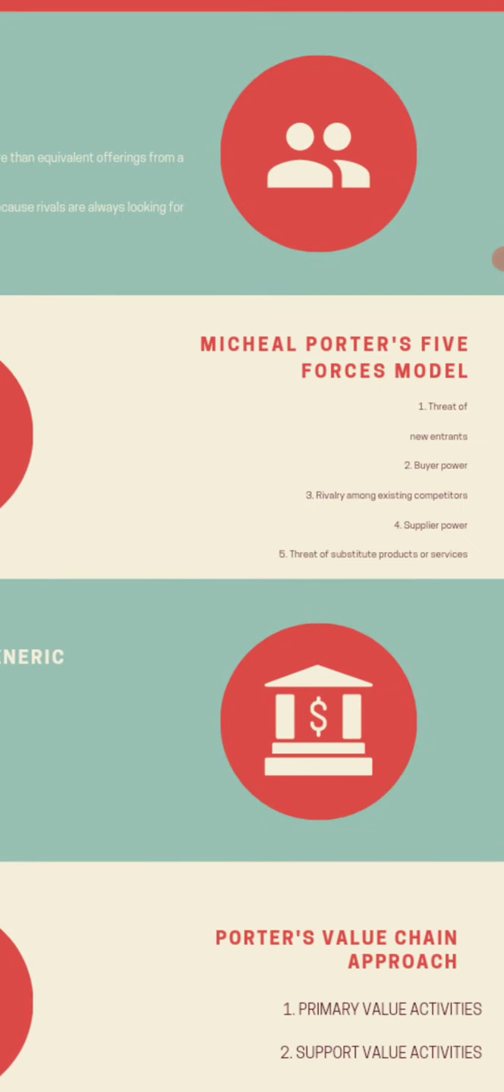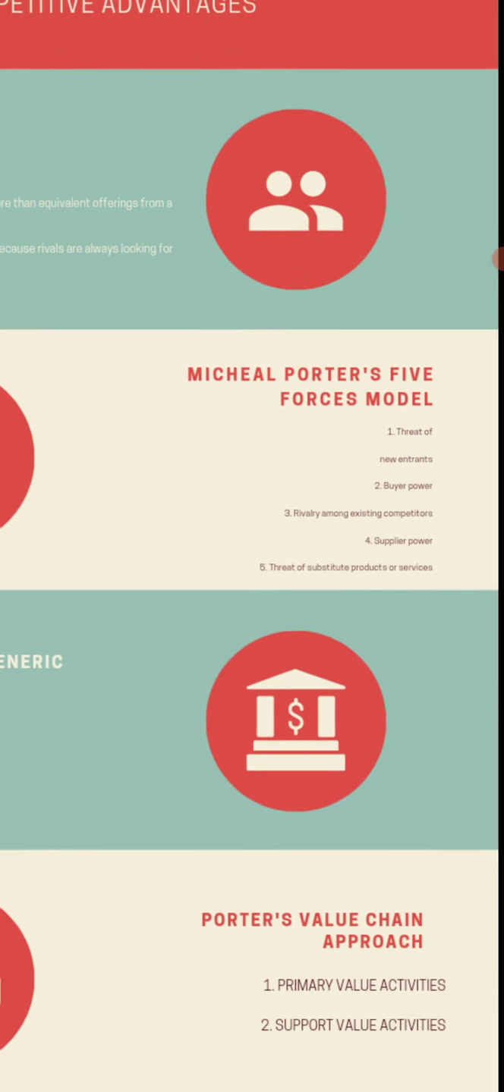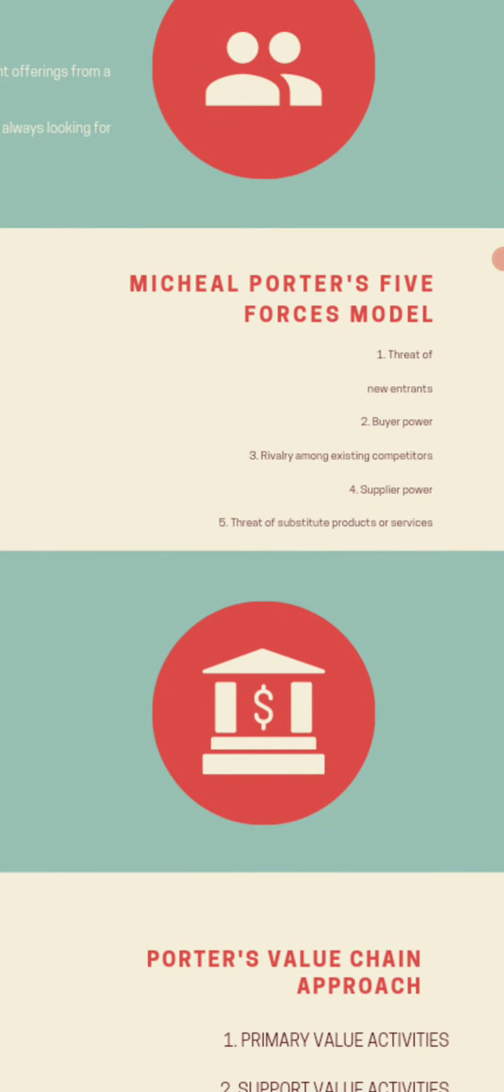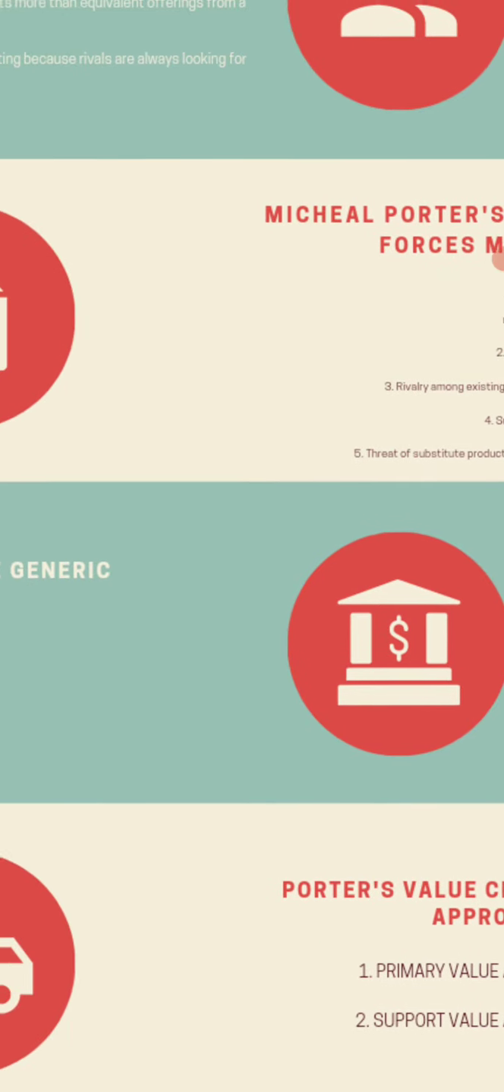The next one is Michael Porter's 5 forces model, which is first the threat of new entrants. Second one is buyer power. The third one is rivalry among existing competitors. The fourth one is supplier power. The fifth one is threat of substitute products and services.